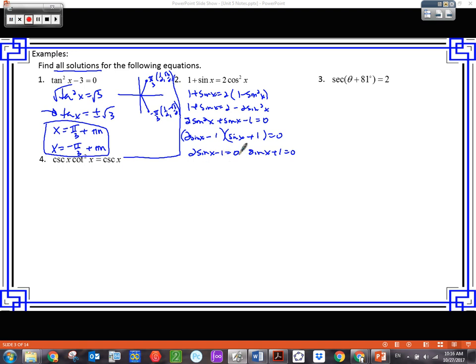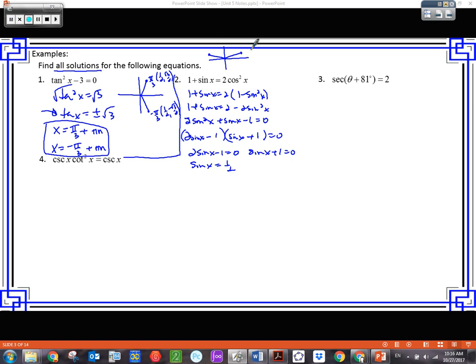I would move the 1 over, divide by 2. So in this one I have sine x equals 1/2. So let's think unit circle. We need sine to be a half. Sine would be a half when it's low, right? When it's low because it's the smaller number. And there are two places where sine is positive. We have this location and this location. So we're going to have two solutions for this strand.